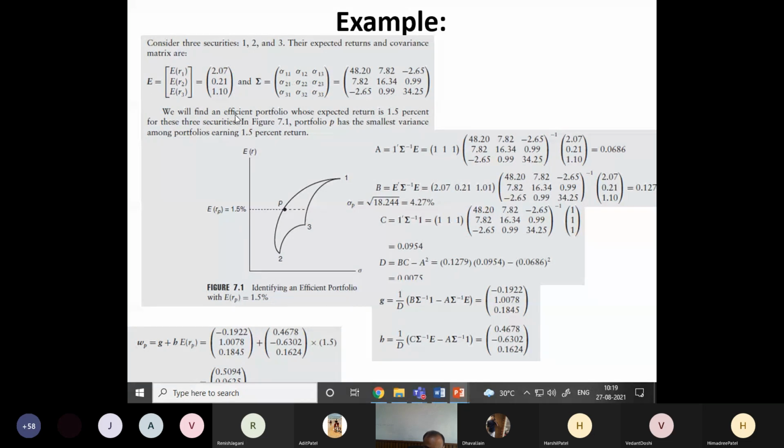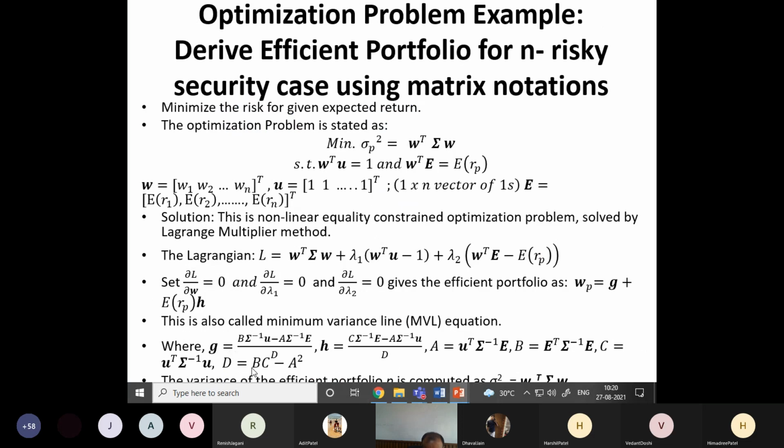So in this example, the task is to find the efficient portfolio, right? For the given expected return 1.5%. So ERP is given 1.5, right? E matrix is given, sigma matrix is given, U matrix is already known. It is a vector of 1. So you can use these equations. First you find this A, B, C, D. Always approach like this because U, sigma, E are known. So find this A, B, C, D using this equation. I'm not expecting you to remember the equation, but you try to solve it.